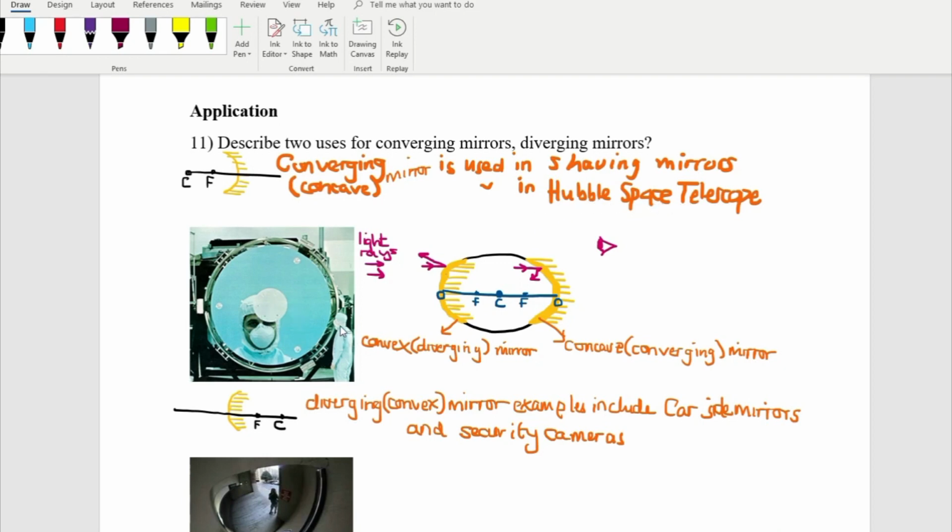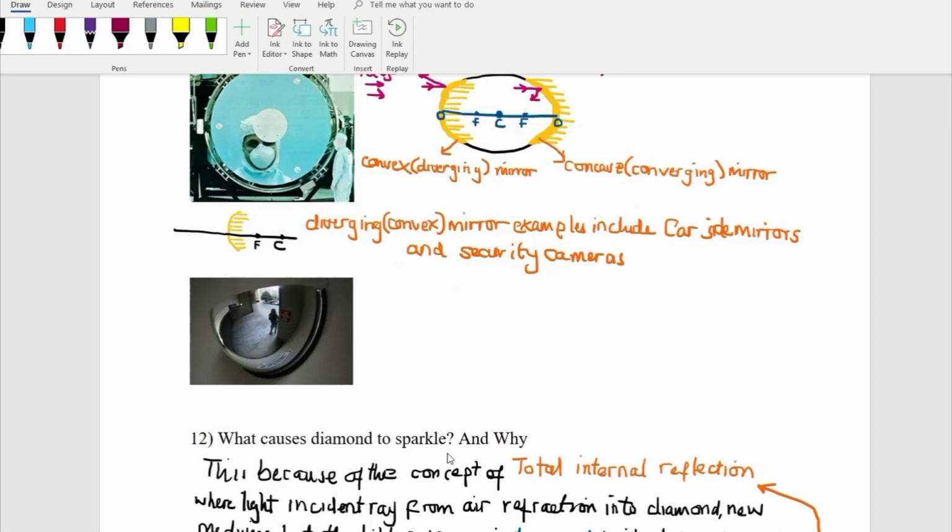You see a person standing in front of this concave mirror, and this shows that one, the person is upright, two, the image is virtual, it's not real, and three, the object is larger than you think. So that's about it for the converging mirror. The next one here is divergent, which is the convex mirror. Examples include car side mirrors and also security cameras. And that's about it for 11.